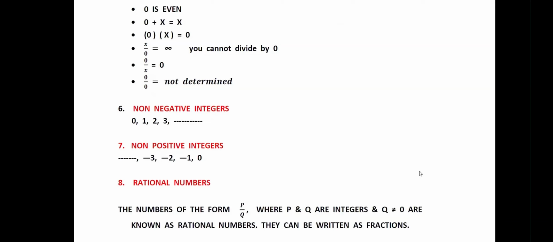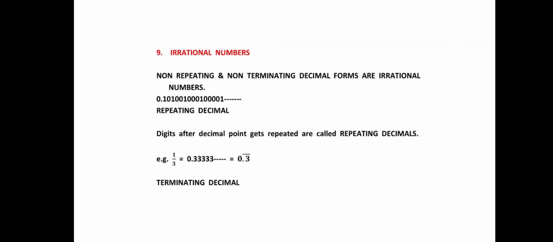Rational numbers. The numbers of the form p upon q, where p and q are integers and q is not equal to 0, are known as rational numbers. Any number which you can write as a fraction is a rational number. Between two fractions, there can be an infinite number of fractions. Irrational numbers: non-repeating and non-terminating decimal forms are called irrational numbers.